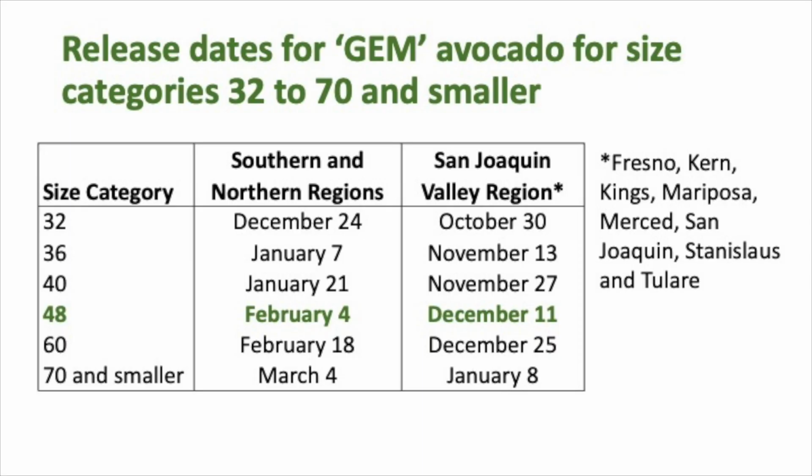If you're growing Hass or Lamb Hass, you're going to have to stick with the release dates that are already established for those varieties unless we conduct new additional research to show that we can have an earlier release date. But it doesn't mean you can't pick. You're just going to have the fruit tested and work with the Avocado Inspection Service.